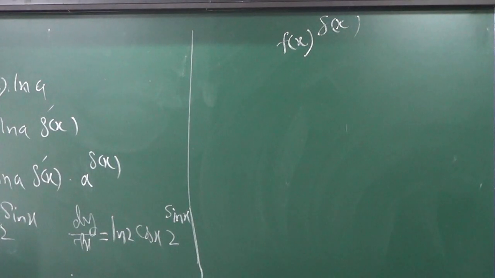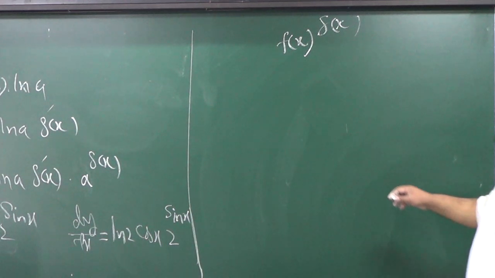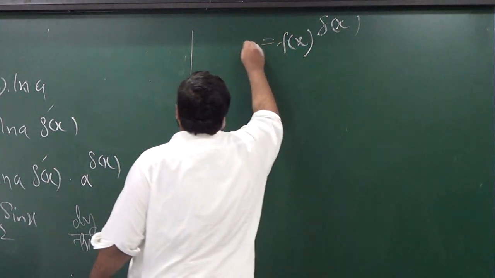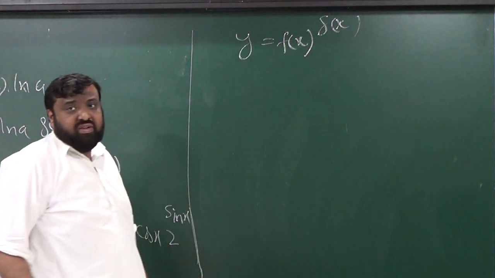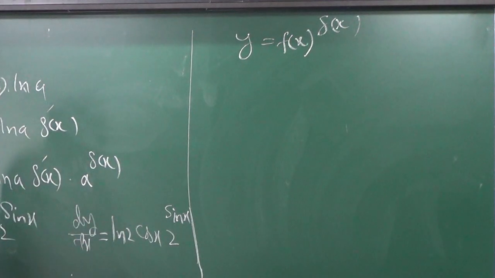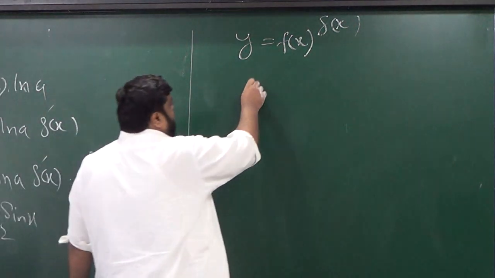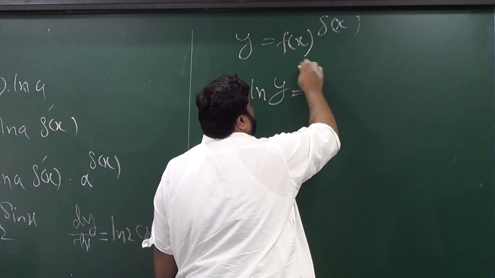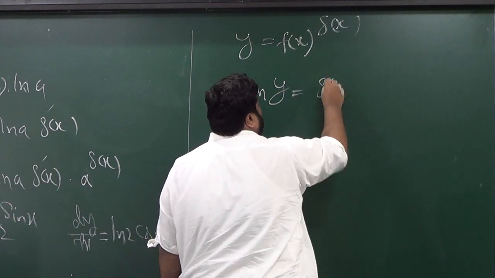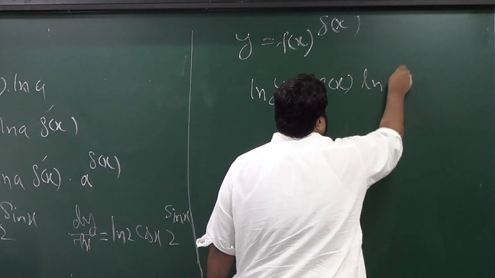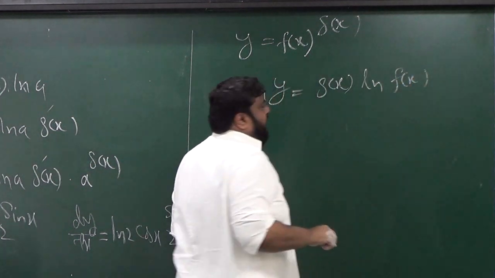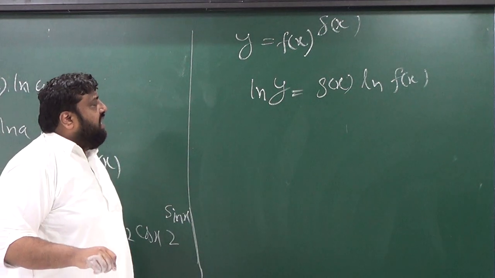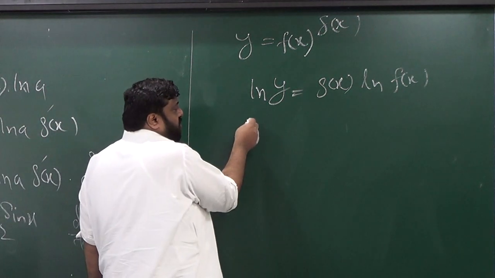Okay? So you have one function of x raised to another function of x, and you want to compute the derivative of it. The trick would be really the same: you take the log on both sides. This side becomes log of f(x)^g(x), but I can write this as g(x) times log of f(x), okay? And then differentiate both sides.